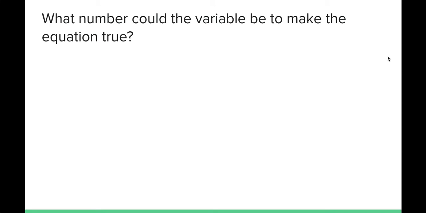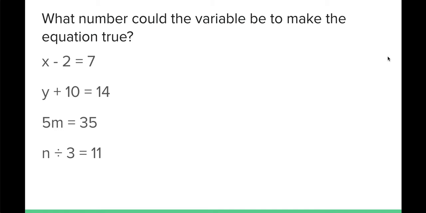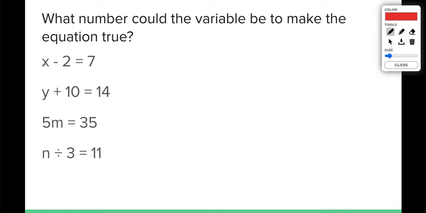What number could the variable be to make the equation true? Let's start by looking at the first example. X minus 2 equals 7. What must x be? Well, I need to think about what number minus 2 gives me 7. That would be 9.